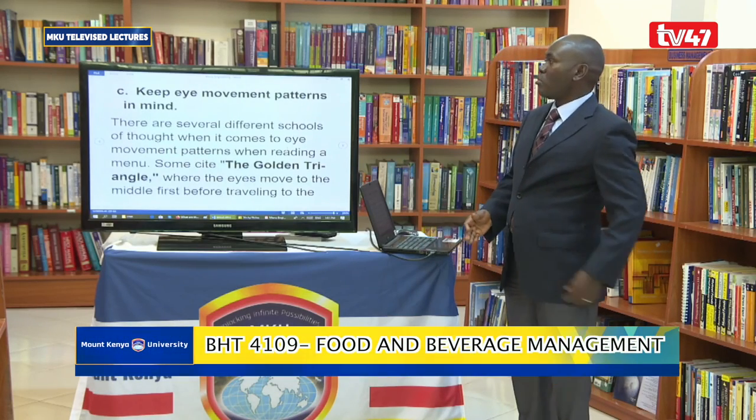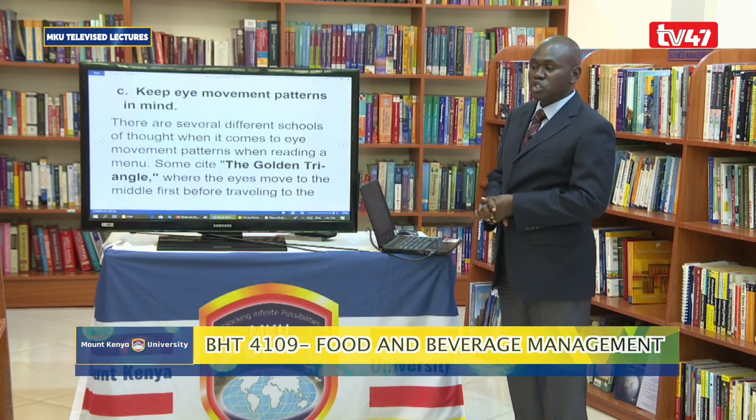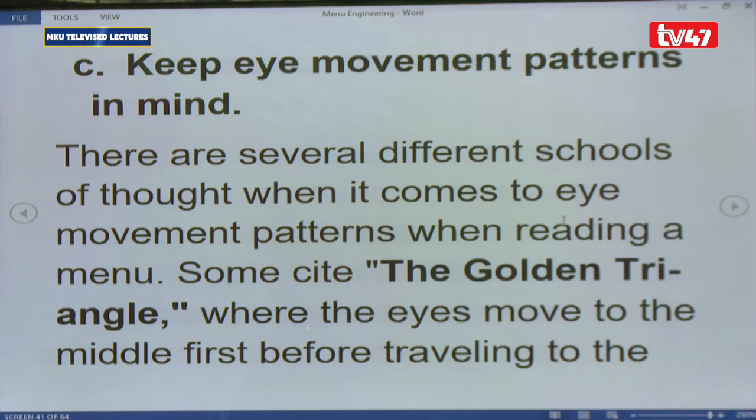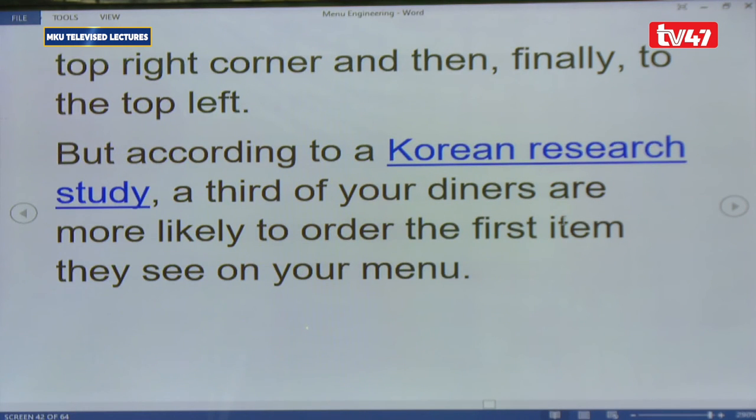Thirdly, keep eye movement patterns in mind. You need to understand the psychology of the eye. When the guest looks at the menu, how does the eye move? Now, we have several different schools of thought when it comes to eye movement patterns when somebody is reading the menu card. The golden triangle is one of those that we majorly use, where we say the eye will move to the middle first before traveling to the top right of the menu card, and then finally to the top left. So we're talking about from the center to the top right corner, then finally back to the top left side.